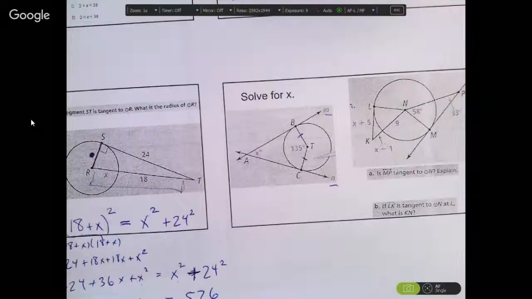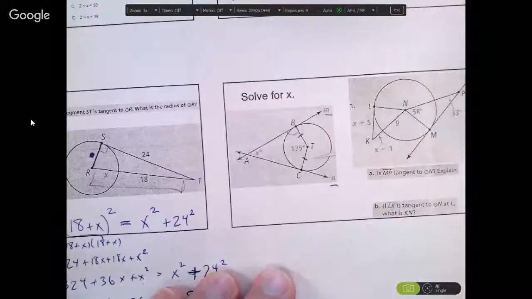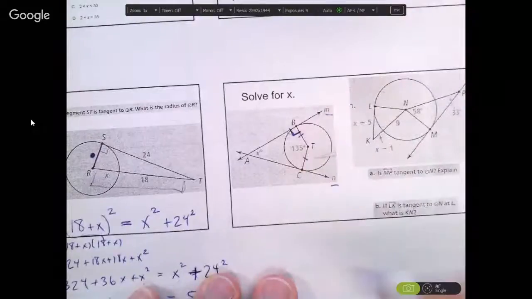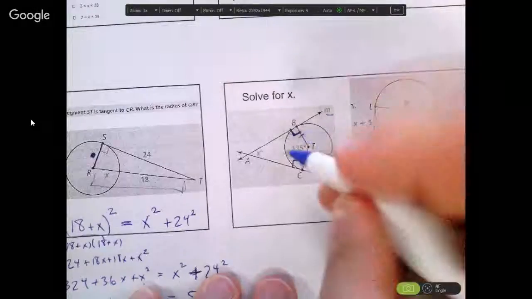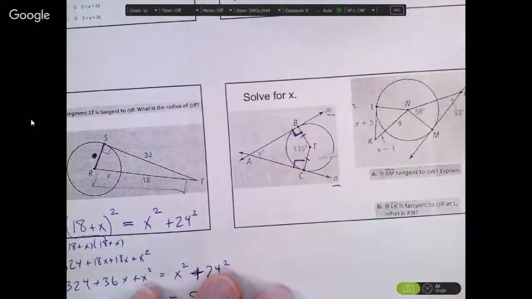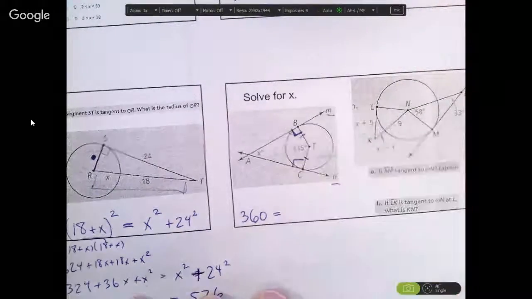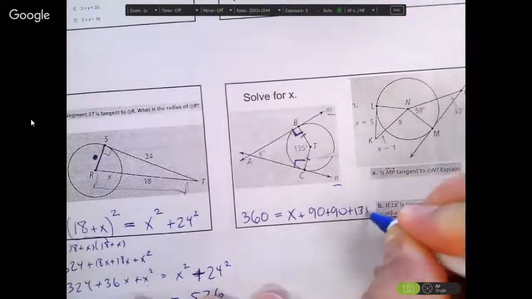But let me ask you this question. What is this angle right here? We know that it's 90. If I tell you this is a tangent line, I'm basically telling you that that's 90 degrees. Then it's 45. And then what is this? It's also 90. And we have what kind of shape there? A four-sided quadrilateral, so n minus 2 times 180 is 360. So 360 degrees equals x plus 90 plus 90 plus 135.